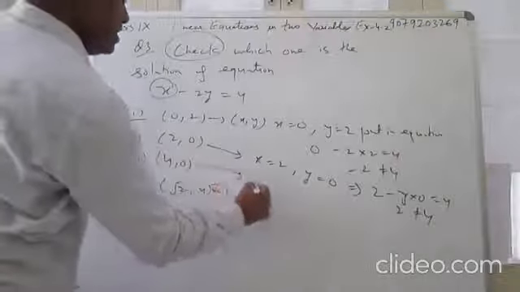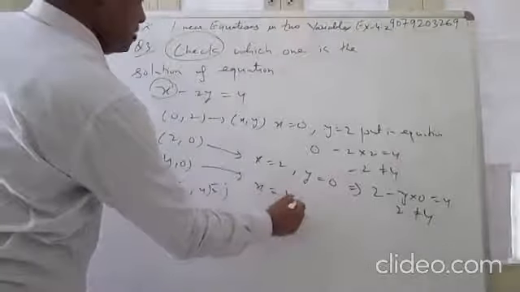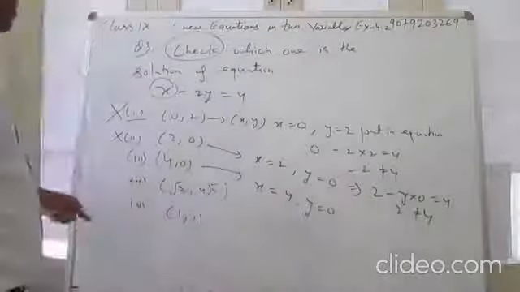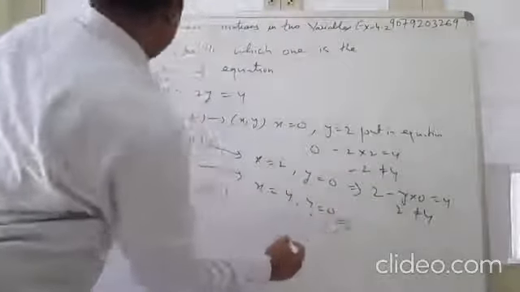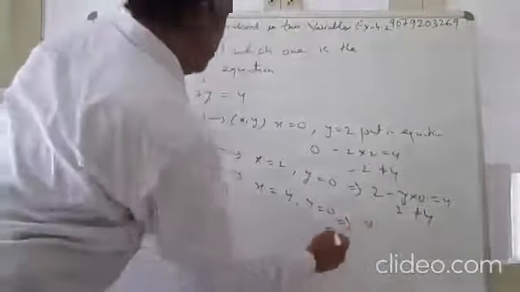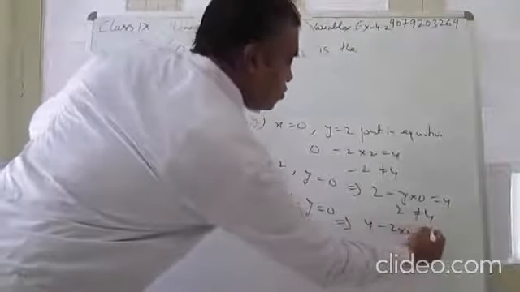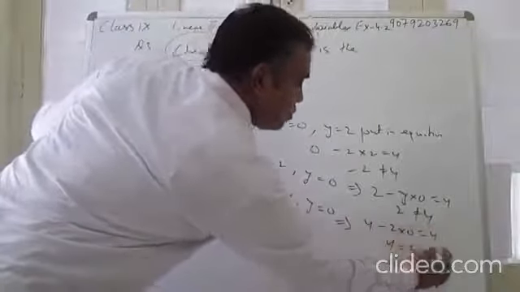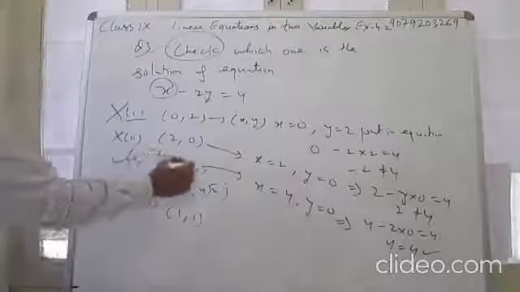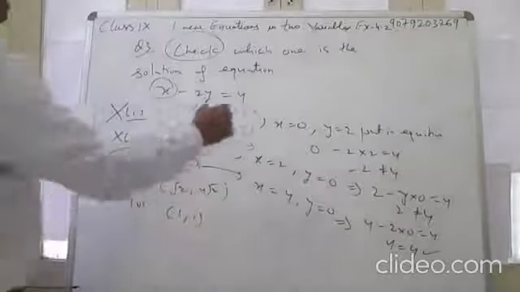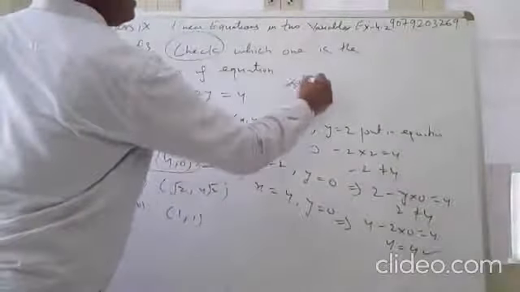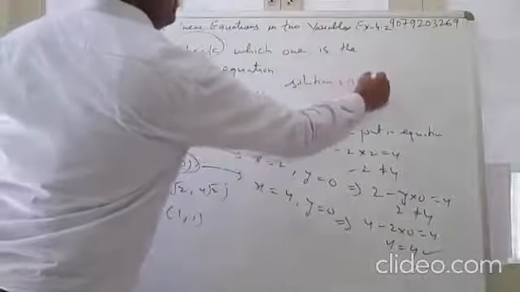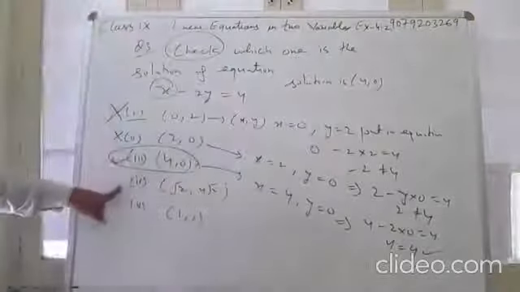Now take this one. In this, x is equal to 4 and y is equal to 0. Now check it. Instead of x you can write 4, and instead of y, 2 into 0. So 4 is equal to 4. This is okay. So this is a solution. We got one solution: 4, 0.